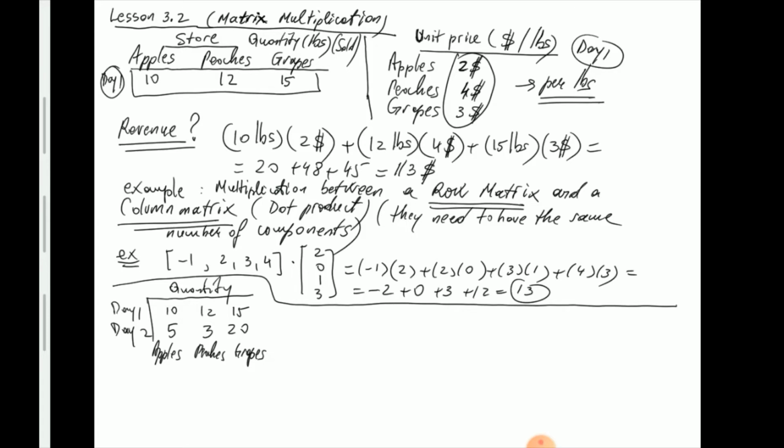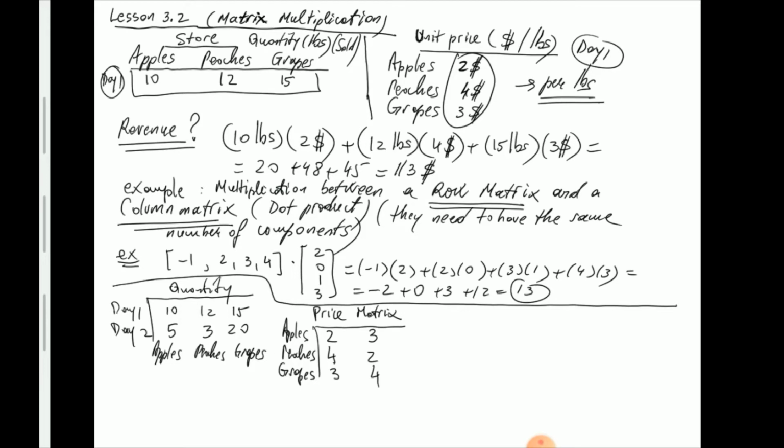And then on the second day, we decide to change the price. So on day one, when we look at the price matrix, again for apples, peaches, and grapes, we had $2, $4, and $3. But then on the second day, you decide to change the price and set it at, let's say, $3 for the apples, $2 for the peaches, and let's say $4 for the grapes. So 3, 2, 4.